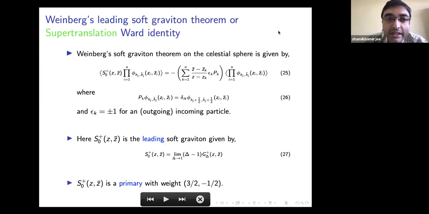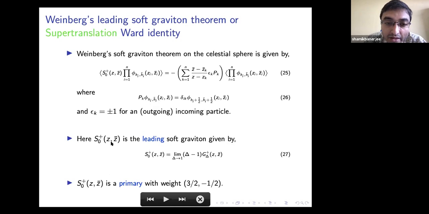Okay, so now we can do the same thing with the leading soft graviton, and that has these forms. So I have written S naught plus ZZ bar, so that when it is inserted inside the S matrix, and if you write it on the sphere, or on the plane, I'm not really working on the sphere, in terms of the planar coordinates. So this is the form of the leading soft theorem, and these are some things like these P_K. So what does this P_K do? If it acts on a field like phi h bar, it just increases the scaling dimension by 1, but it will not change the spin. So h and h bar increase by half. Okay, and these epsilons are plus minus 1 for an outgoing or incoming particle.